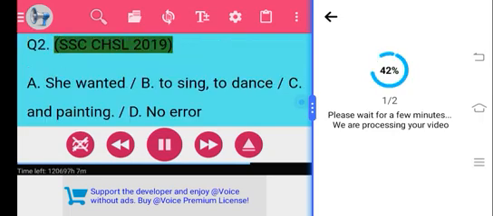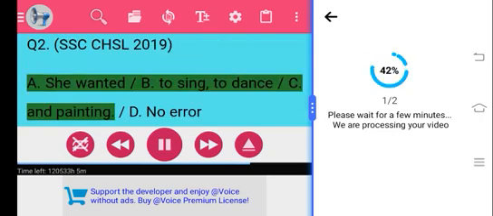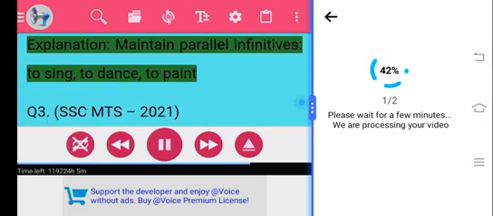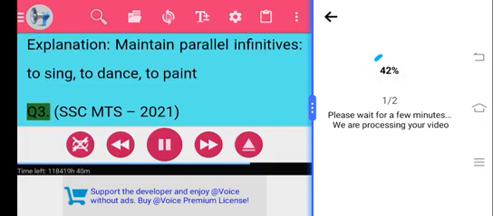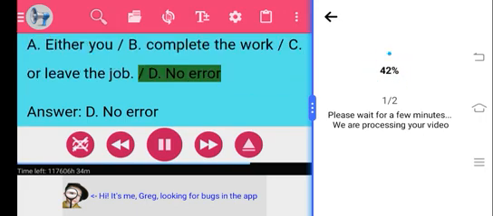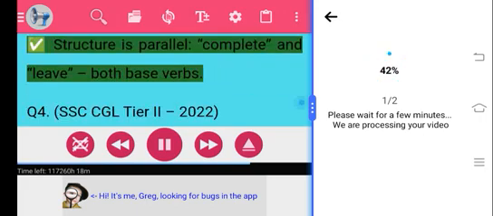Q2. SSC CHSL 2019. She wanted to sing, to dance, and painting. Error in part C, and painting. Correction: and to paint. Explanation: Maintain parallel infinitives: to sing, to dance, to paint. Q3. SSC MTS 2021. Either you complete the work or leave the job. No error. The structure is parallel: complete and leave, both base verbs.